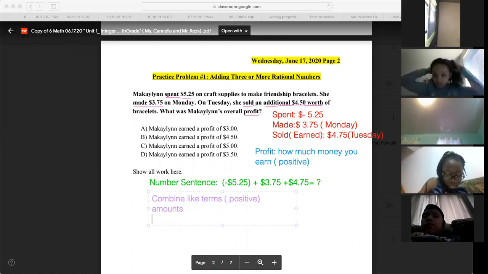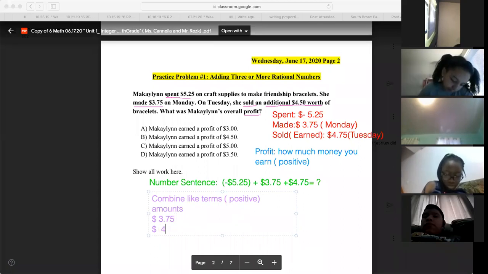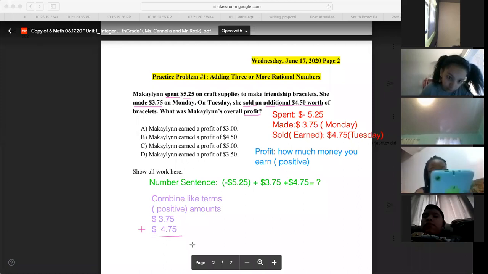So now what we're going to physically add up, and you're going to write this vertically, is $3.75. You're going to line up your decimals, and you're going to write $4.75. And I'm going to make a line here as you write this down, because we are going to add this up. We're going to add these two first to get the amount, and then we're going to do something with the negative. So Chris, what's 5 plus 5? 10. Good, so we're going to put down the 0.